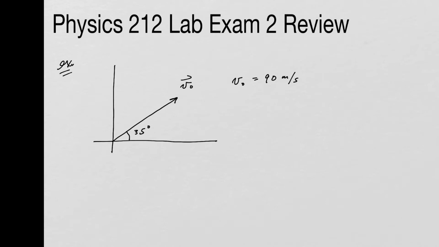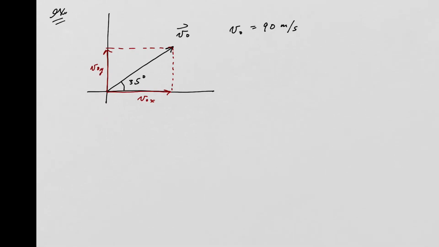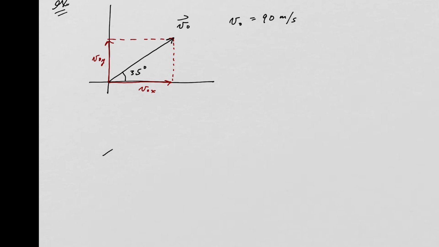So how do you find the components? Well, you'd have to project this velocity onto the x-axis. You're basically finding the vector components, right? So then this would be v naught x, and if I project it onto the y-axis, this would be v naught y. And then if you extract the right triangle, so that triangle right there, we know this angle is 35 degrees.